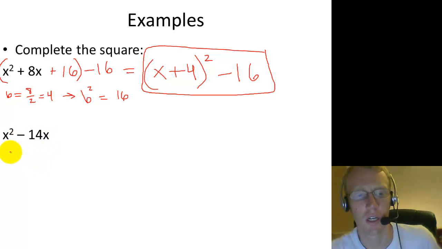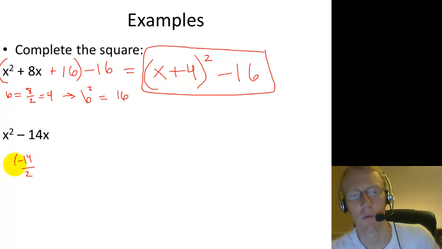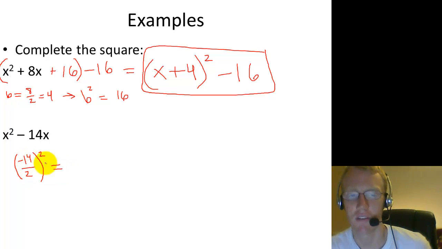Let's try this one here. We want to take half the middle number, which is negative 14, divided by 2. And we want to square that. So I'm going to do it all in one step here. Half the middle number is negative 7. Squared is positive 49.